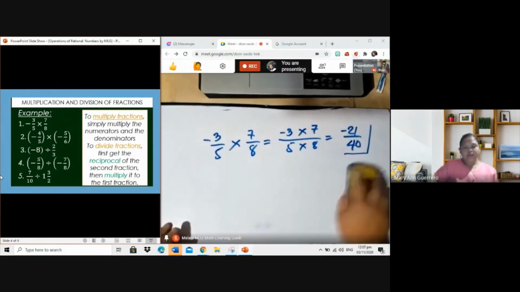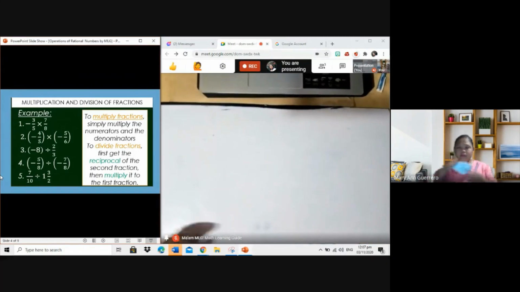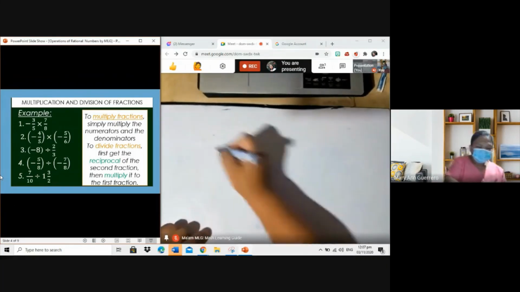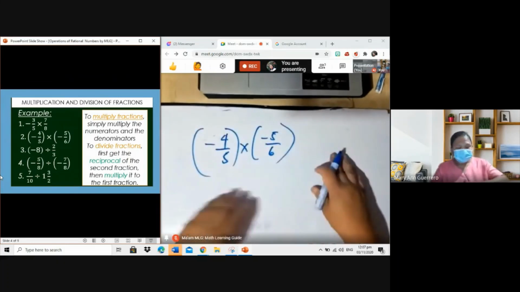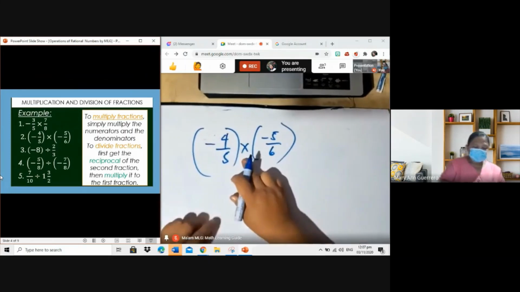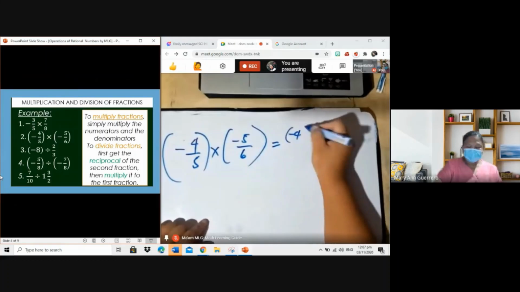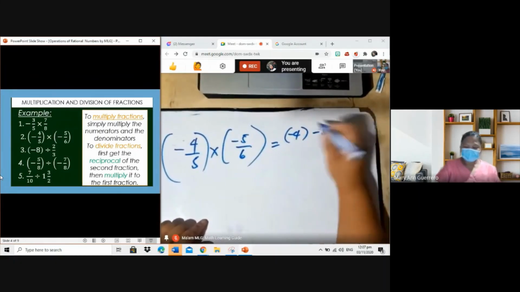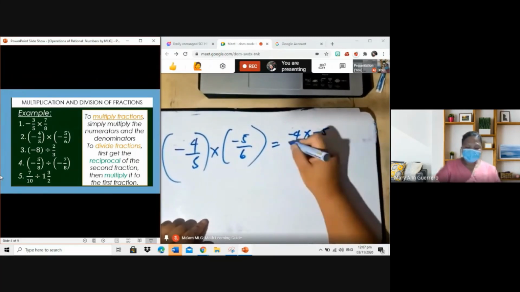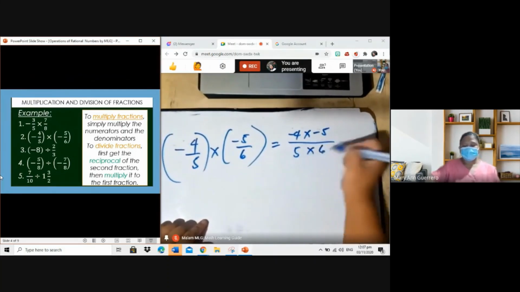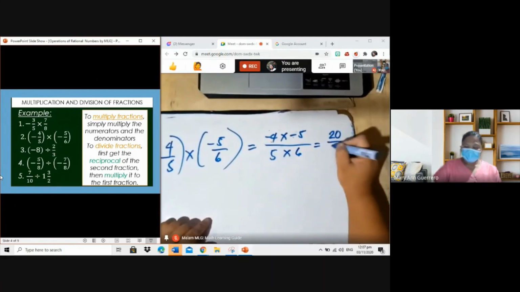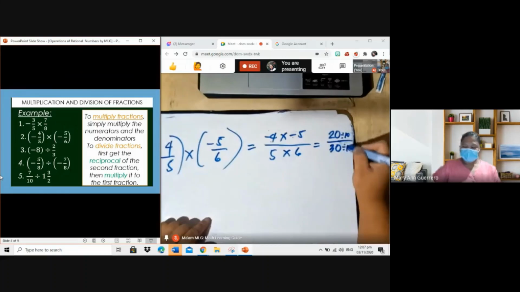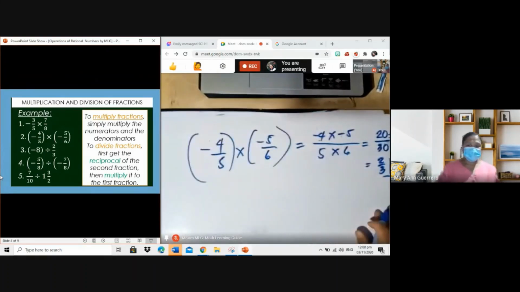Now let us discuss example number 2. Example number 2, we have negative 4 over 5 times negative 5 over 6. Okay. So we have here, you can multiply the numerators, negative 4 times negative 5, all over the denominators 5 times 6. Okay, so that will become negative 4 times negative 5, so that is positive 20 all over 30. So that is both divisible by 10. So that is 2 over 3.